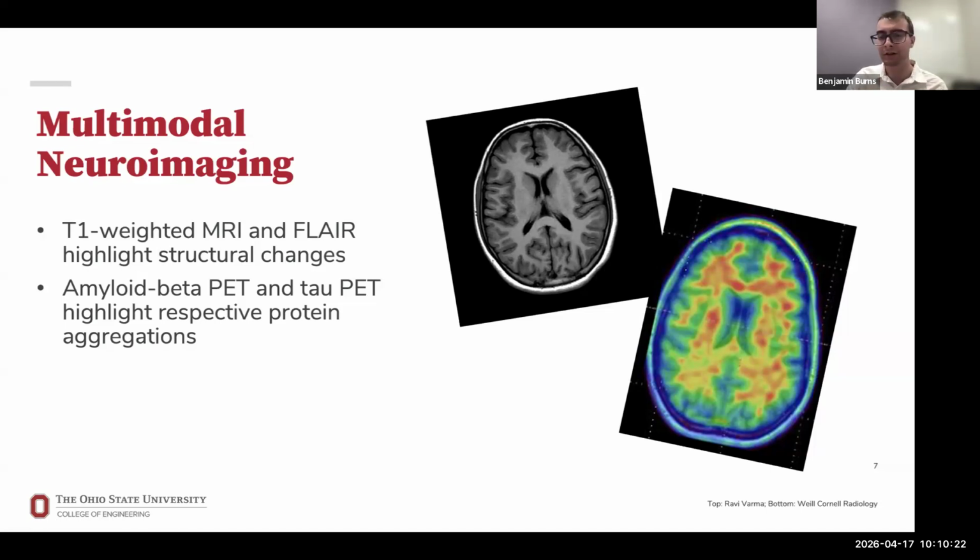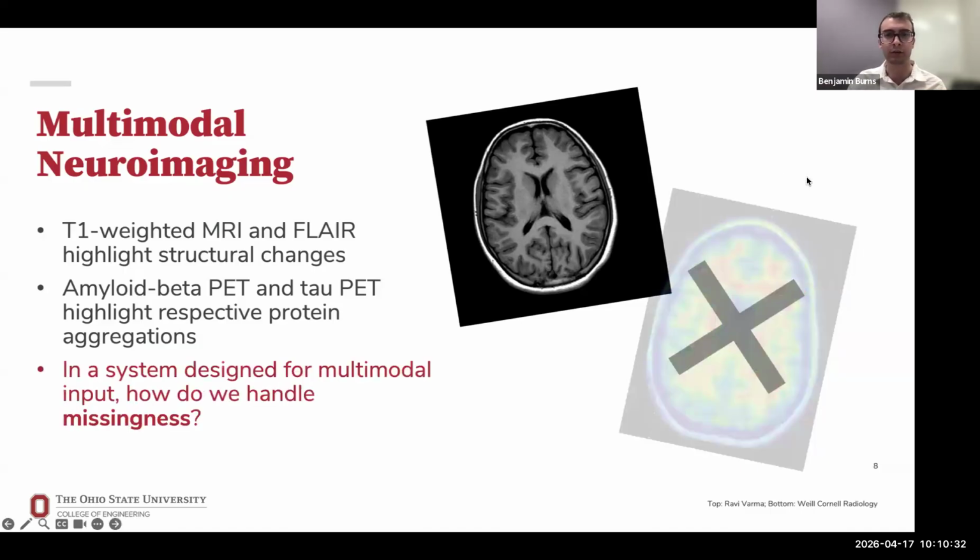So accordingly, predictive methods that perform very well at Alzheimer's disease prediction will incorporate multiple of these neuroimaging modalities. The challenge arises when we're in the case where not all of the modalities are available. In this example here, say the PET scan is no longer available. In a system that's developed to incorporate both MRI and PET information, how do we make the prediction when PET is not available?